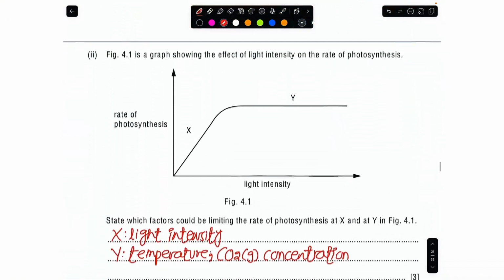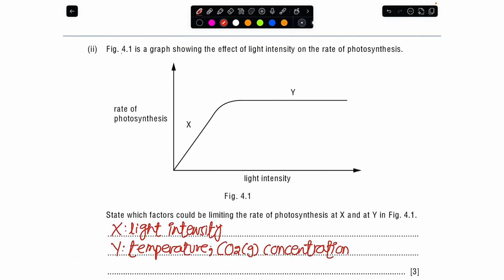Moving onward to the second part, they say figure 4.1 is a graph showing the effect of the light intensity on the rate of photosynthesis. So the light intensity is our independent variable and this comes on the x-axis. Anything that comes on the x-axis, at this point of the graph, would act as limiting. At this point, the thing labeled on the x-axis would become in excess, and the other two external factors, the temperature and the carbon dioxide, would become limiting in this part of the graph.